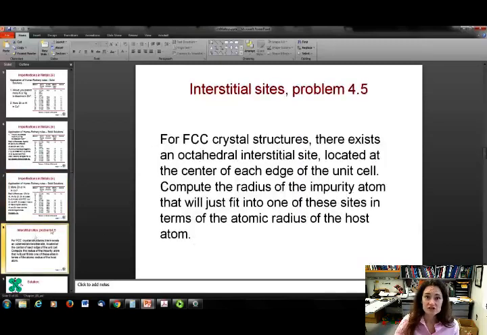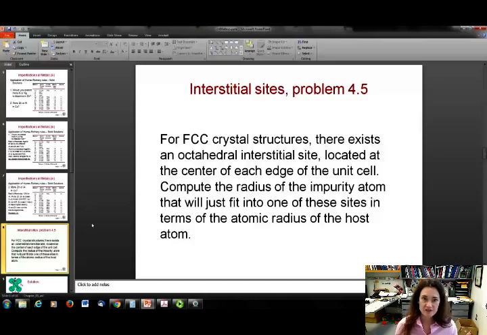Now, for the interstitial solid solutions, basically what's happening there is that they're falling into those little vacancies that exist within the lattice of the material, the host material. So for example, here we're going to look at problem 4.5. Lots of times the geometry of the situation will dictate what the upper limit on the radius of your dopant can be, because it has to fit within those little vacancies.